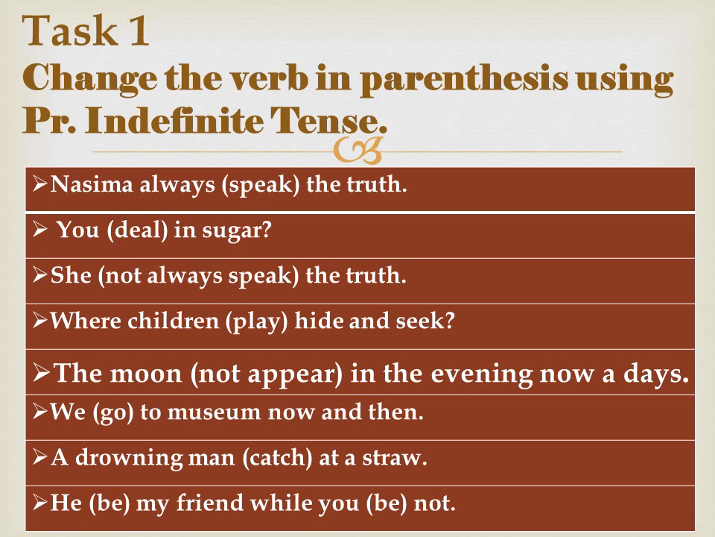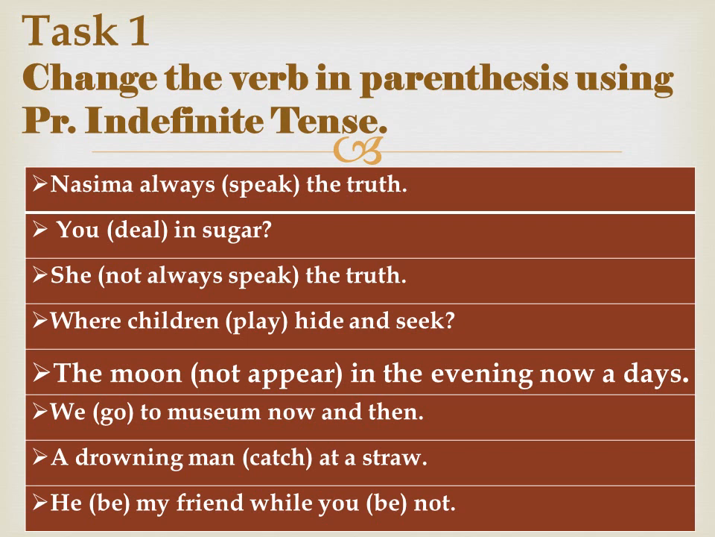Now you see 8 sentences here, and in each sentence you have a verb given in brackets. You are supposed to change that verb into present indefinite tense. Like I'll do the first one for you. Nasima always speak the truth.